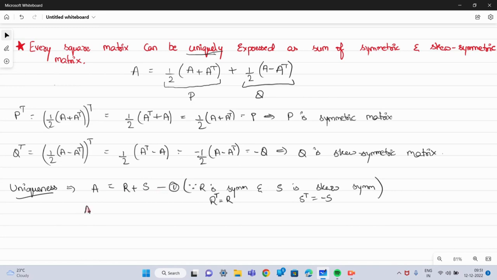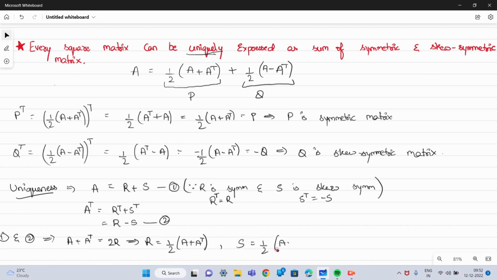Now take the transpose. You'll get A transpose will be R transpose plus S transpose, which means R minus S. This is the second equation. Solve 1 and 2. You will get A plus A transpose is 2R, which means R is half of (A plus A transpose). Similarly, S becomes half of (A minus A transpose). This is the uniqueness of this theorem.